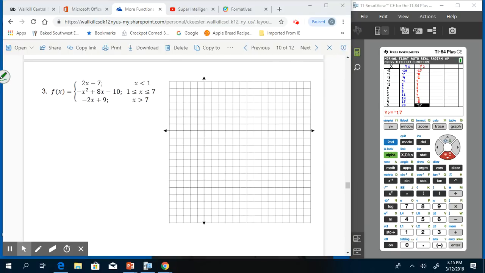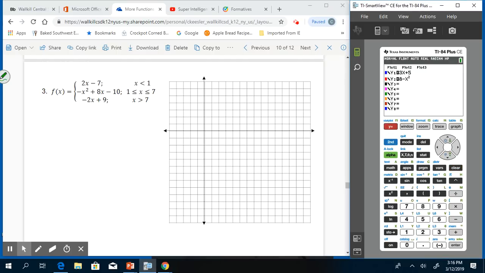Okay, so for number 3, we have 3 functions. So I'm going to enter all 3 into my calculator. 2x minus 7 is the first, -x squared plus 8x minus 10 is the second, and -2x plus 9 is the last. And I'm going to pull up the table. So I have all my values set.